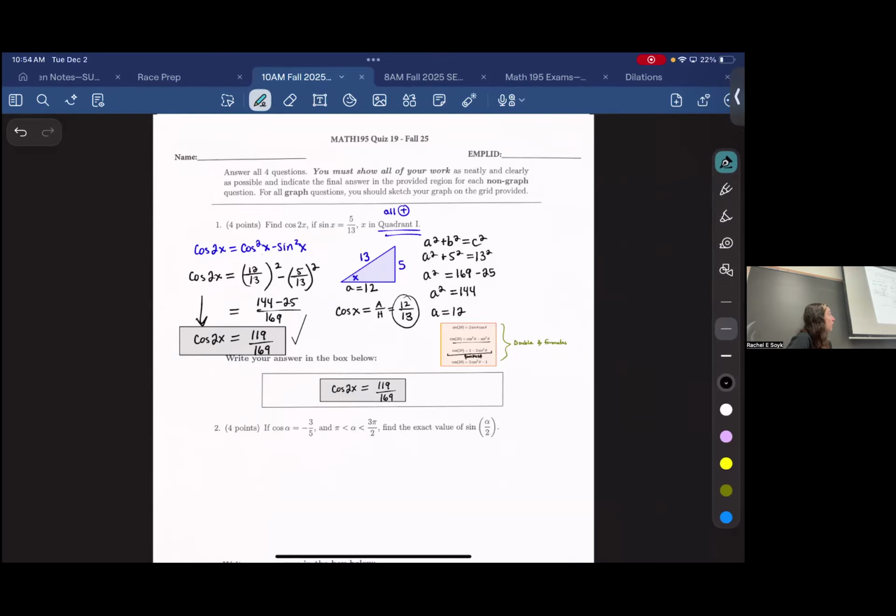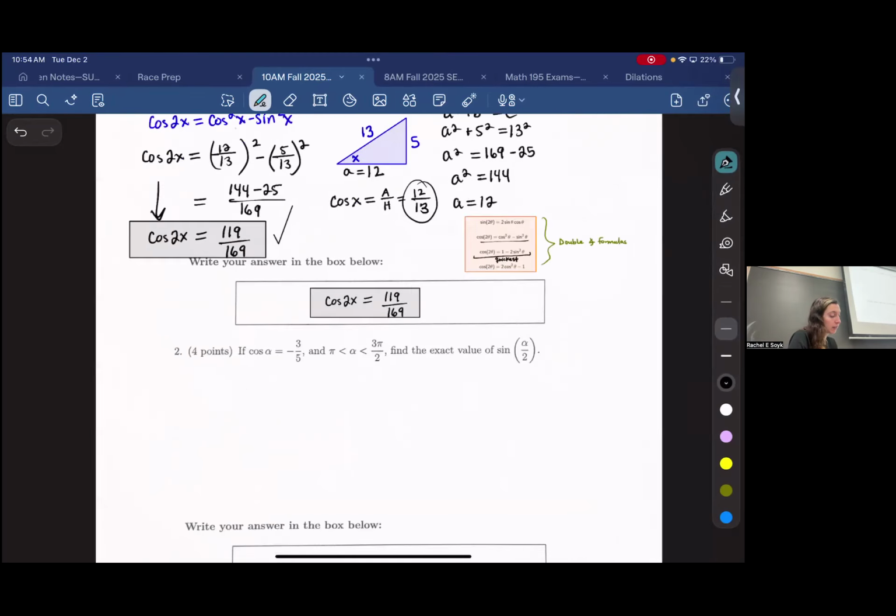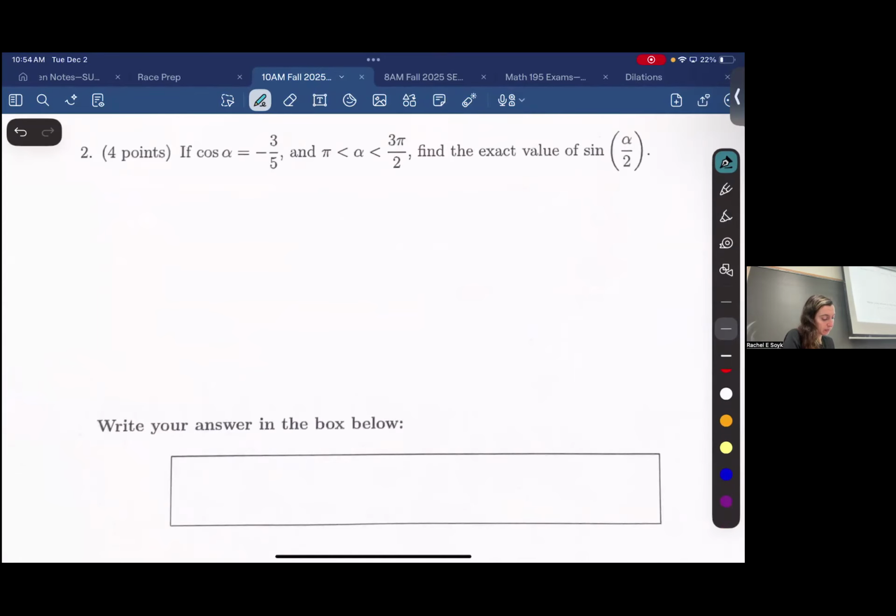All right, question 2, we're dealing with our half angle formulas. So our half angle for sine of alpha over 2, we're looking at plus or minus the square root of 1 minus cosine alpha all over 2. They give us cosine alpha, which is great. But we determine whether it's positive or negative based off of alpha over 2, and they only give us alpha.